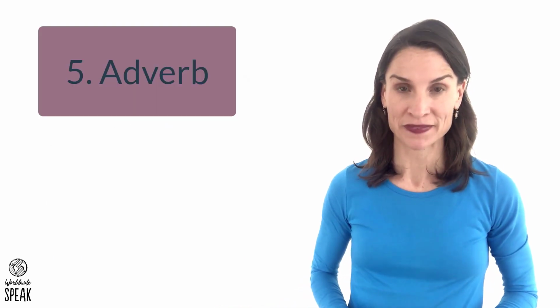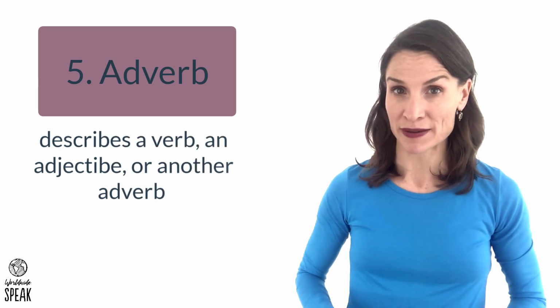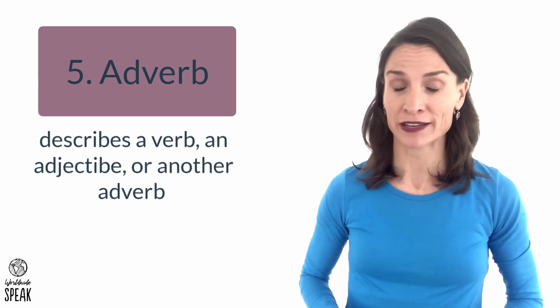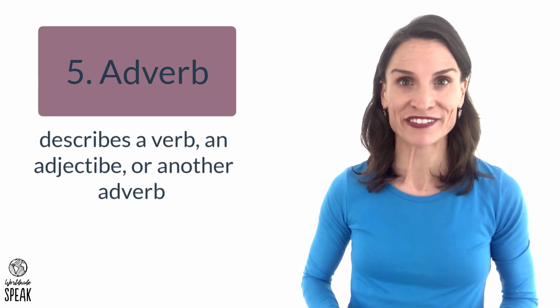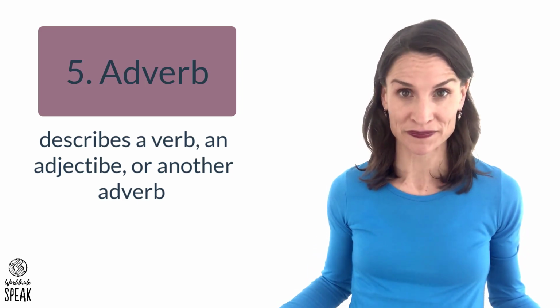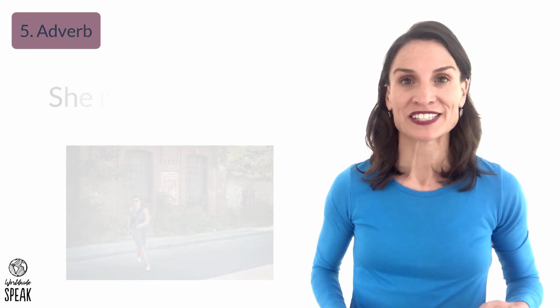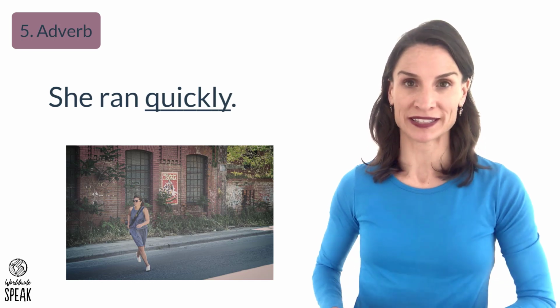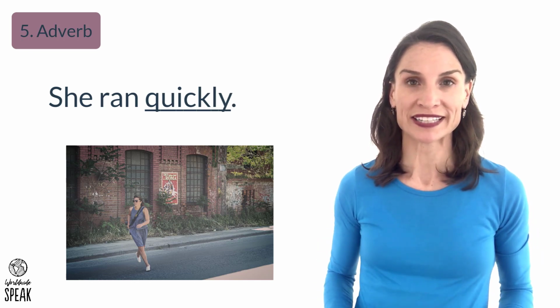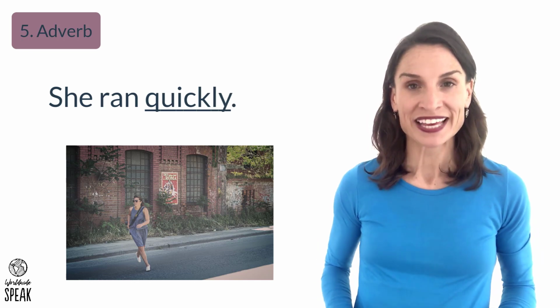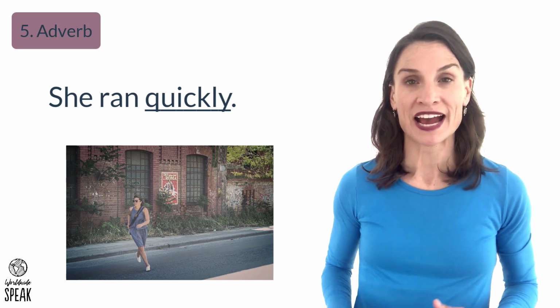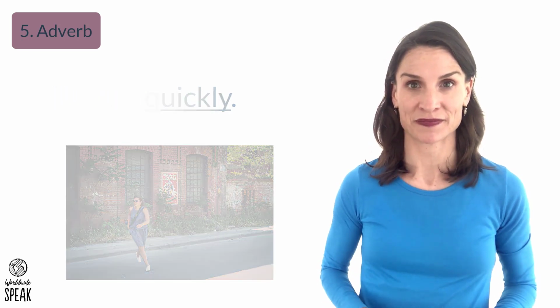The next part of speech is adverb. An adverb describes a verb. It can also describe an adjective or another adverb. For example, she ran quickly. Quickly is the adverb. It describes how she ran.